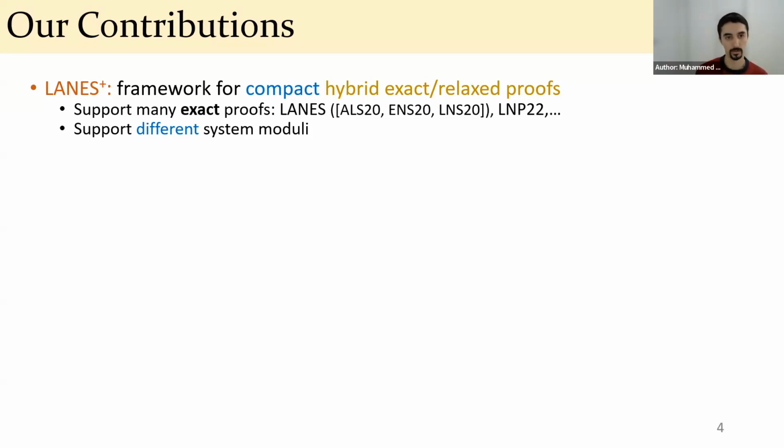And a few nice features of this protocol is that we can support many exact proof systems. So the main one we built on is what we call Lanes. This is due to a series of works in 2020. And we can also make use of more recent exact proof systems like LMP22 from Crypto last year. And this was the concurrent work that I mentioned before, improving the exact proofs' efficiency. And another nice feature is that we can support different system moduli, in particular the exact proof part and the relaxed proof part can use different moduli.